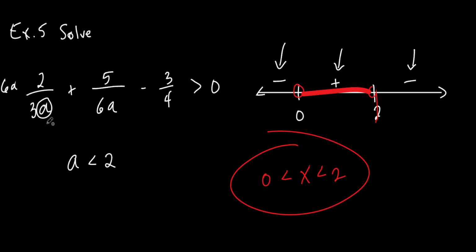So you can try it. Pick any number between 0 and 2. It'll make this positive. Pick a number to the left of 0. It'll make it negative. Pick any number to the right of 2. It's going to make it negative. So only the numbers between 0 and 2 make this thing work. Okay? So here you go.